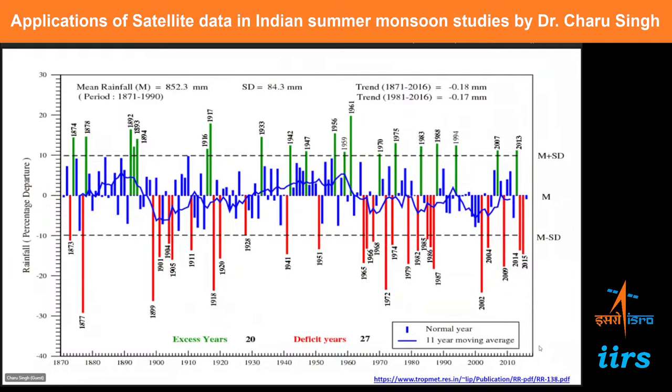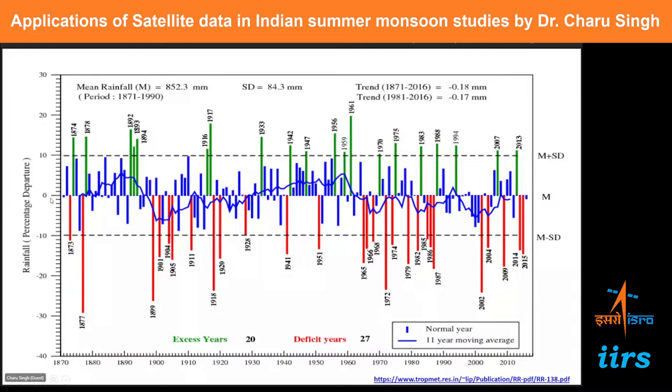We don't see downpour in a continuous manner throughout the monsoon season. We shouldn't anticipate the same amount of rainfall over the Indian region. So this data is from the rain gauges and has been plotted for the period 1871 till 2016. Here the rainfall anomalies are plotted on this graph.